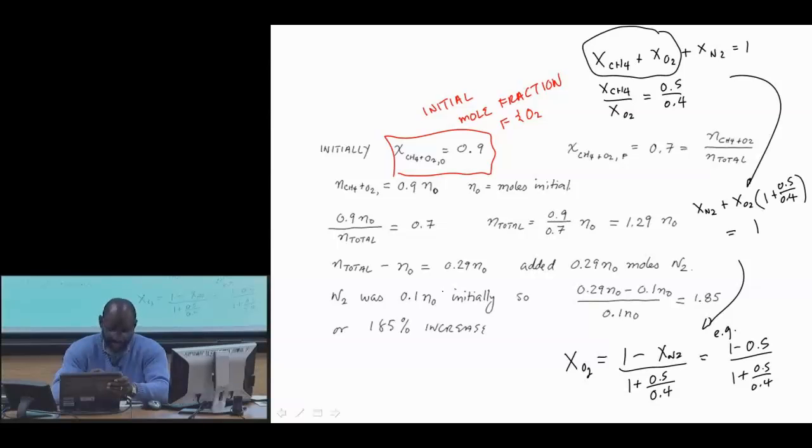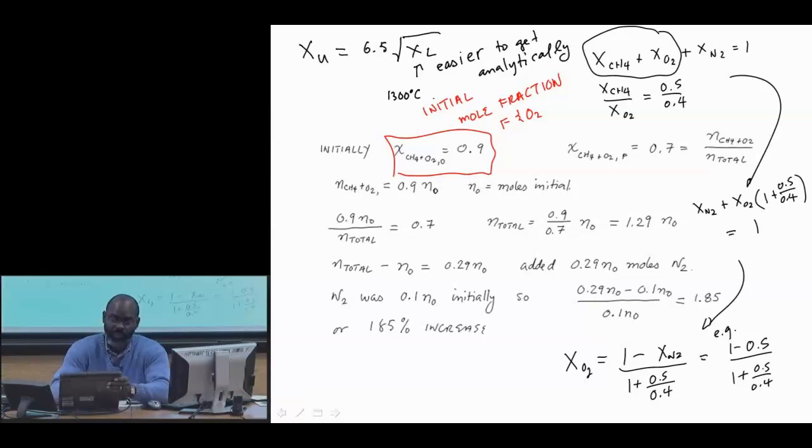Zabetakis is XU is equal to 6.5 square root of XL. So XL is easier to figure analytically. So if we, for some reason, don't have a table, if we have a table, we're going to get both of these guys. We're going to get XU and XL. But this one is easier to get analytically, either by using our 1300C or our mixture rule. This guy then can come from that guy using this simple rule.